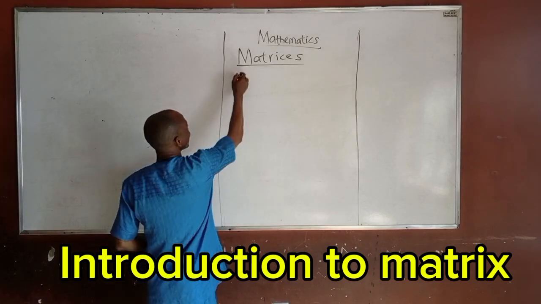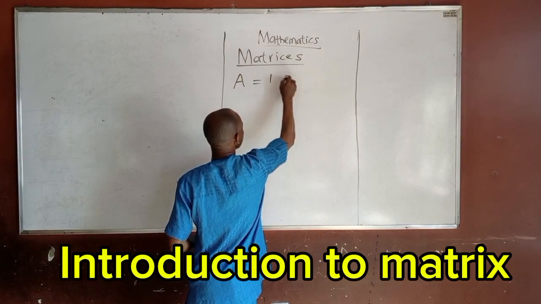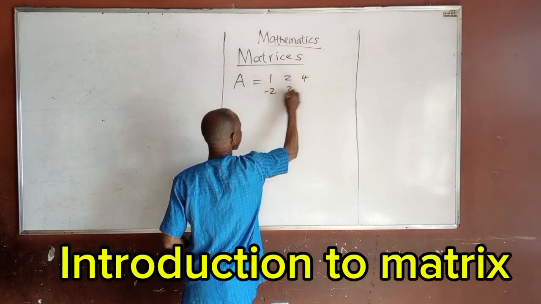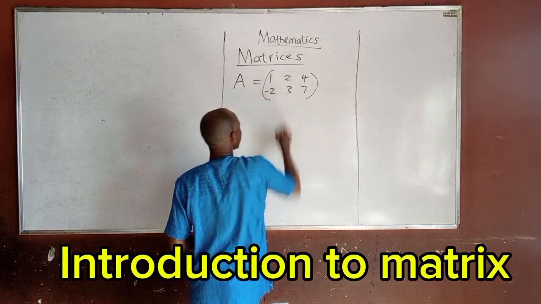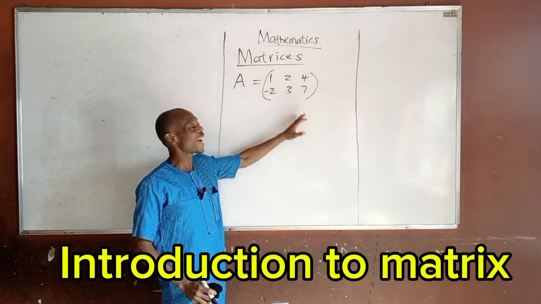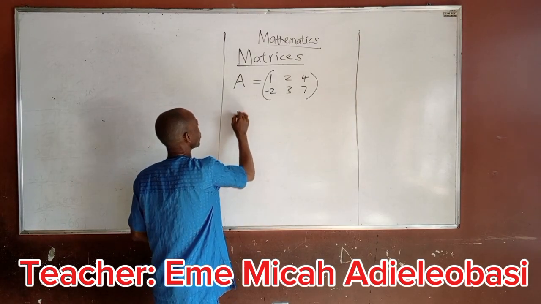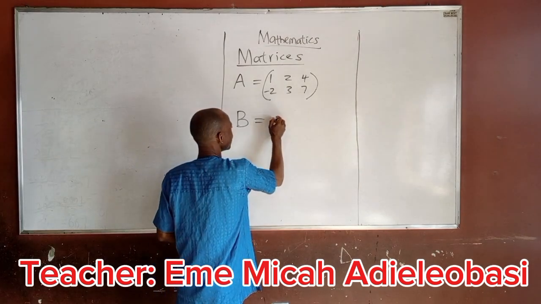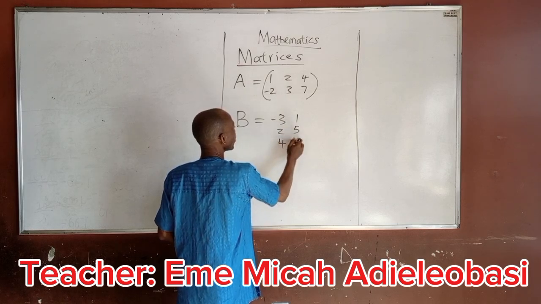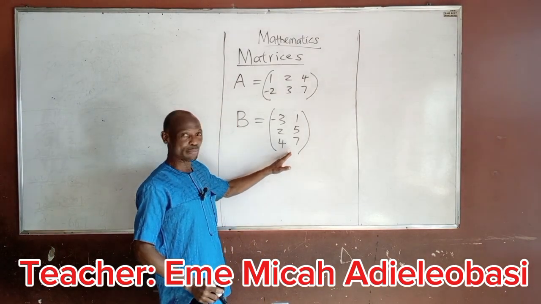For example, let's give an example of A equal to 1, 2, 4, minus 2, 3, 7 in brackets. This is an example of a matrix, a rectangular array of numbers in brackets. We can also have another matrix B. I can have minus 3, 1, 2, 5, and 4, 7 in brackets. This is matrix B.